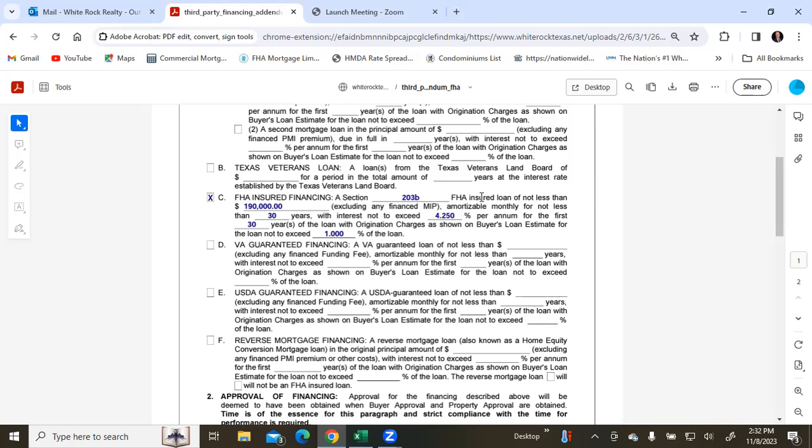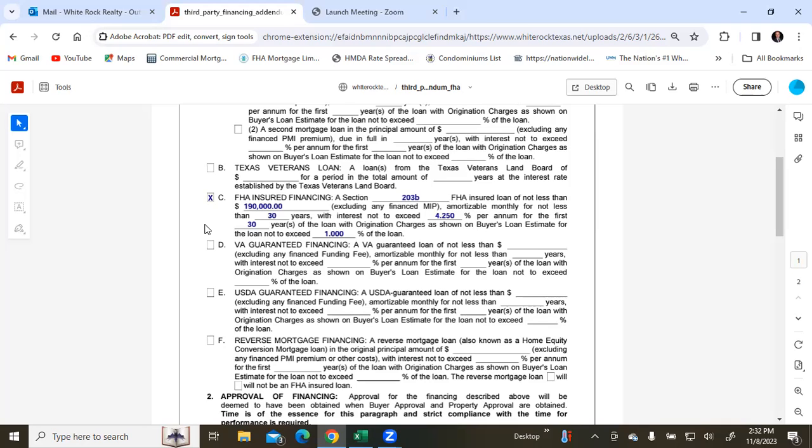Excluding any financed MIP, that's mortgage insurance, amortizable monthly for not less than 30 years. That's going to be a typical loan term. Yours might be different, but it's typically 30, with interest not to exceed whatever the interest rate is, okay, per annum, that's per year, for the first 30 years. Okay, of the loan, which origination charges as shown on buyer's loan estimate for the loan, not to exceed, in my example, 1% of the loan.